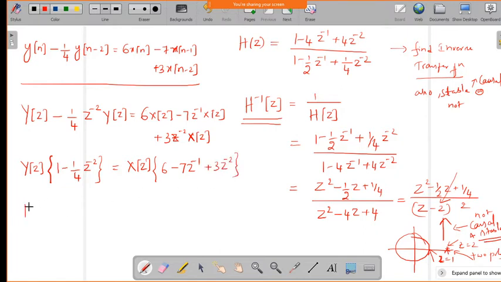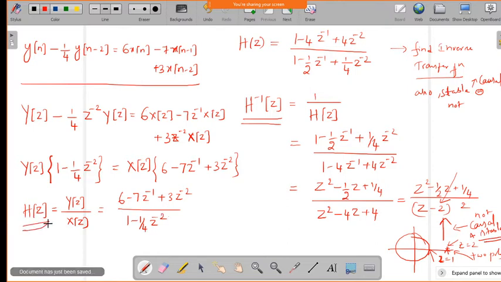Now what is the definition of H of z in terms of output and input? It is Y of z divided by X of z. So you will get 6 minus 7 z power minus 1 plus 3 z power minus 2, divided by 1 minus 1 by 4 z power minus 2. Now this is our H of z, but we need to find the inverse of this system.